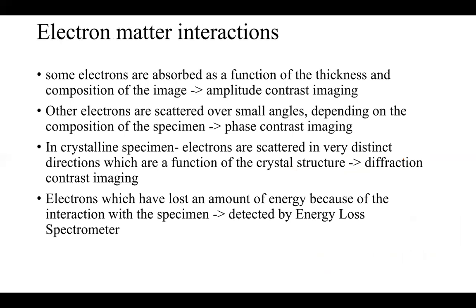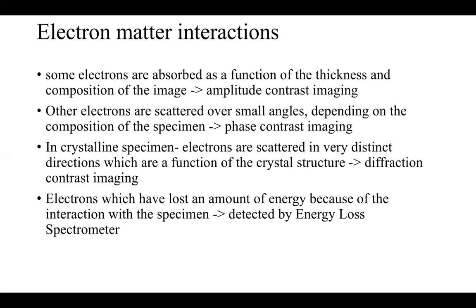So the electron matter interactions happening in the TEM will be the source to generate the image. Obviously some of the incoming electrons are absorbed as a function of the thickness and the composition of the sample. And then we can use this concept for amplitude contrast imaging. The outcoming electrons will have a different amplitude, so we can use that as a function to get the image.